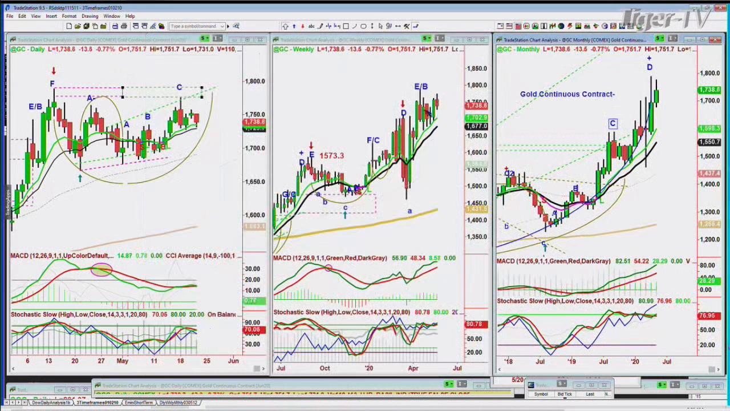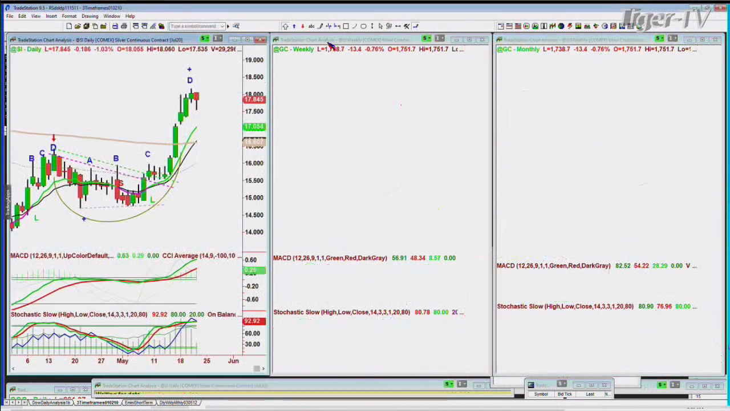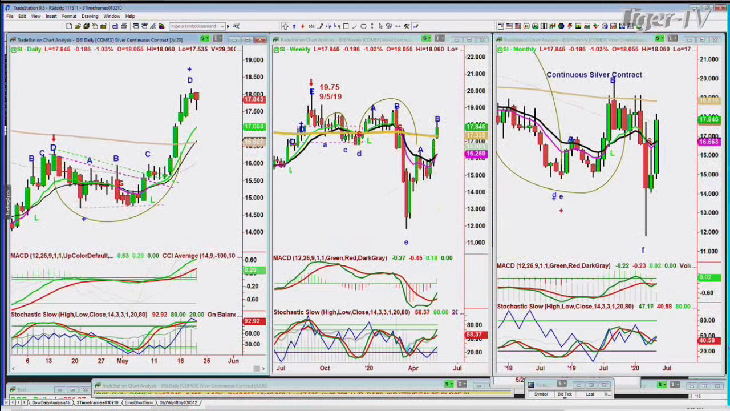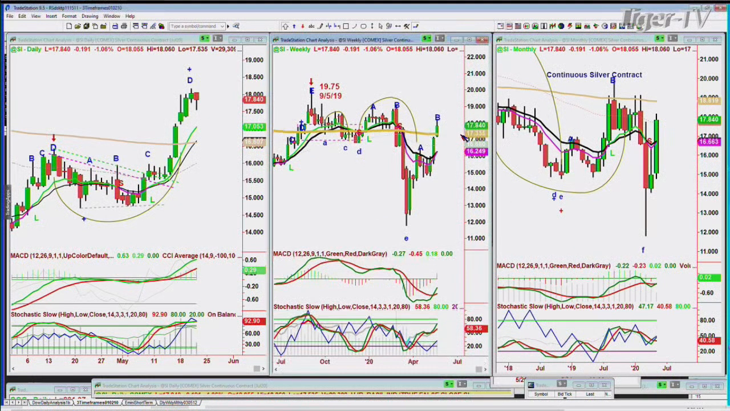All right. So we've got a high-level consolidation. Look at silver. SI. Silver had a really nice breakout, beautiful peak D, pullback, a cup formation, A, B, C. Where are we now? We're in leg D. Where are we in the weekly chart? A V-shaped pattern, done very well, and it turns this 200-period moving average, at 1733, into a very good support.